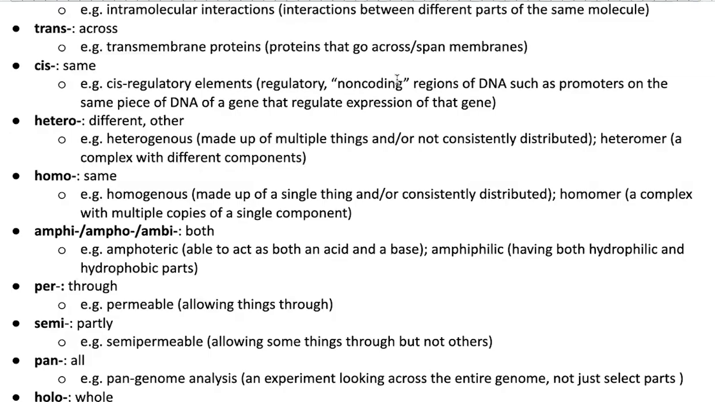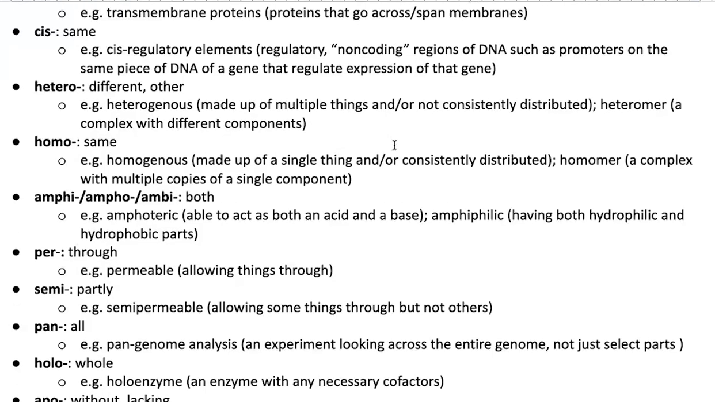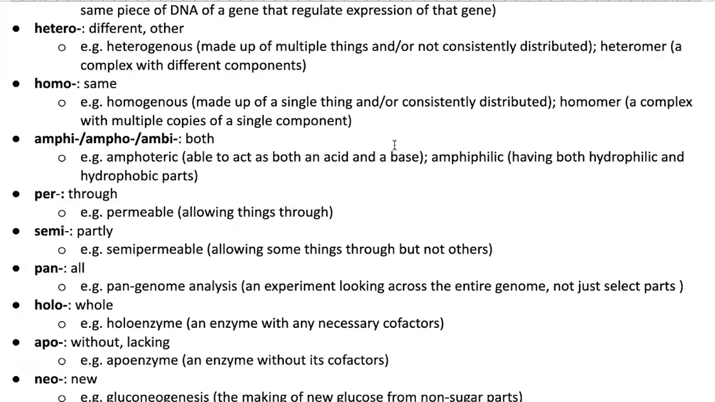Whereas other times you'll have trans-regulatory elements that might be, say, proteins that are coming from a different place in the cell or something like that. Those would be trans-regulatory, whereas cis-regulatory would be things that were on that same strand of DNA and helping regulate it. Another pair of opposites, hetero and homo. Hetero means different or other. If something is heterogeneous, it's made up of multiple things or it's not consistently distributed. If something is a heteromer, it's a complex with different components. We talked about how we could have a multimer that had many subunits, like a protein with multiple chains, say.